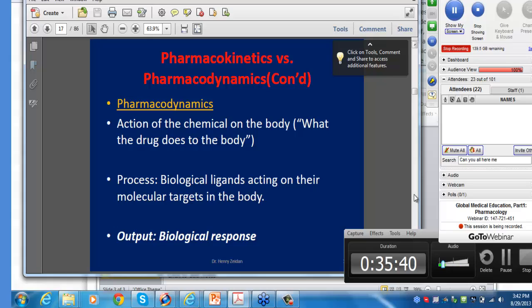Pharmacodynamics, what the drug does to the body. That's very important. So that covers receptor specificity, and ligands, small molecules that can bind to a macromolecule. The macromolecule here is a receptor that can be made up of more than one subunit, and its specific interaction in order to give you a biological response.